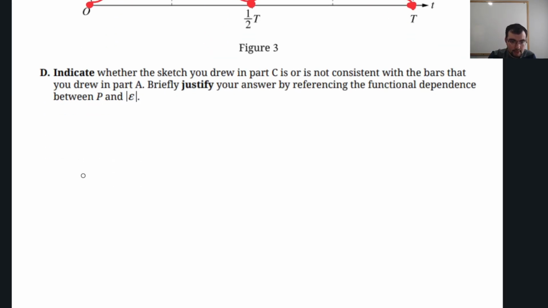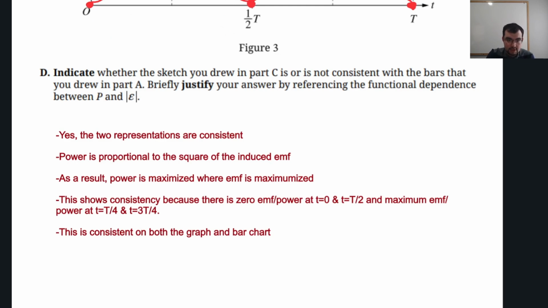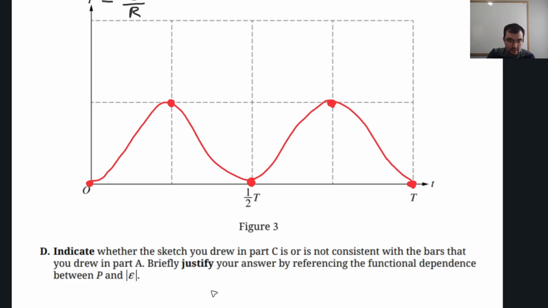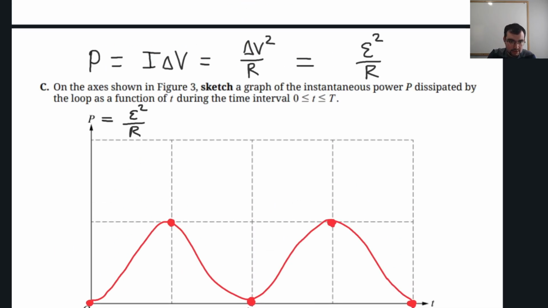Well, yes, they're consistent because power is proportional to the square of the induced EMF. So that just means power is maximized where EMF is maximized. That's a new word. Maximized. So this shows consistency because there's 0 EMF and power at 0, T/2 and T, and there's maximum EMF and power at t equals 1/4 and 3/4 cycle. So you probably did have to say this relationship somewhere, that power depends on EMF squared.